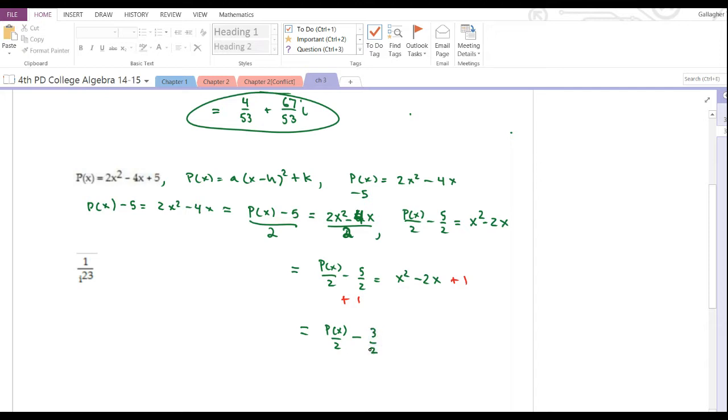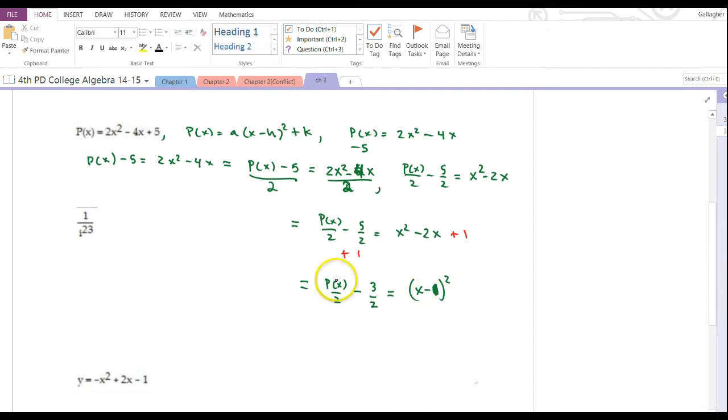So, because I take negative 2.5 and I add 1 to it, that gives me negative 1.5. Okay, so this is equal to x minus 1 squared. There's my perfect square I created, x minus 1 squared. Okay, so now I have to solve for this P of x right here. I get P of x over 2 is equal to x minus 1 squared plus 3 over 2.